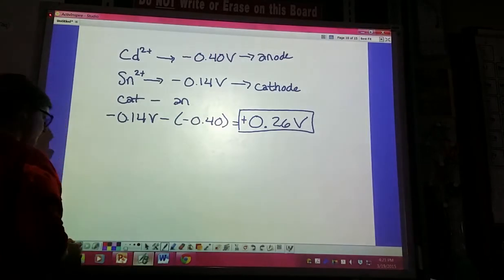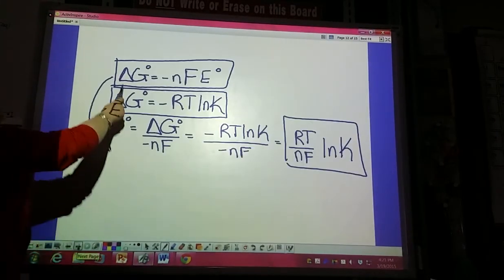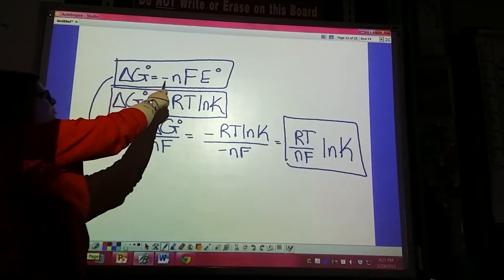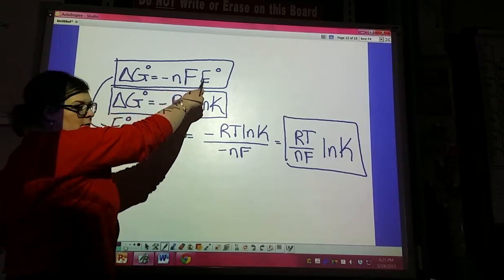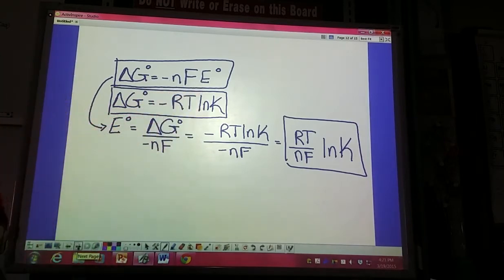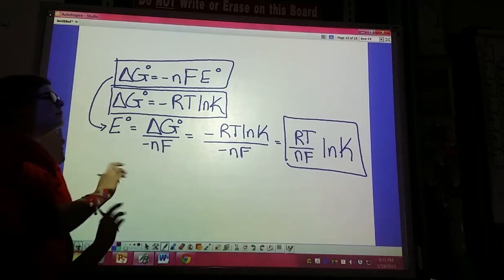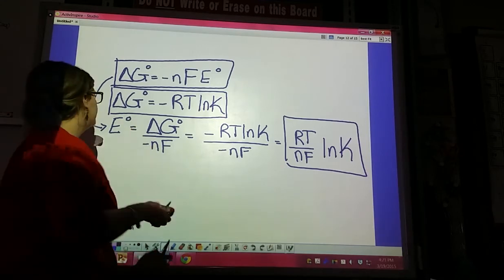Let us look. I know that delta G is equal to a negative nFE. So that is how G and E relate to one another. How do I get K in there? How do I show a relationship at least between E and K?